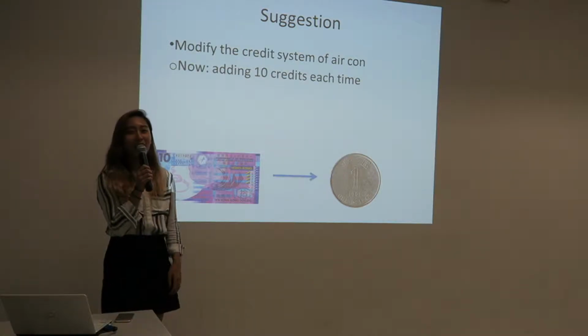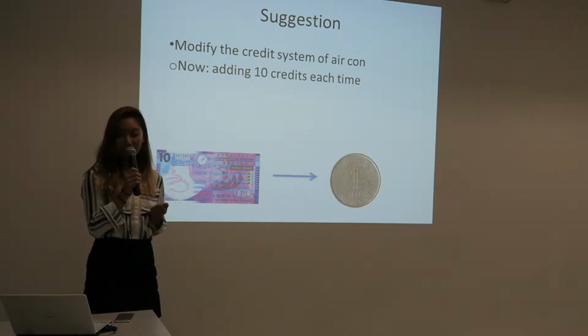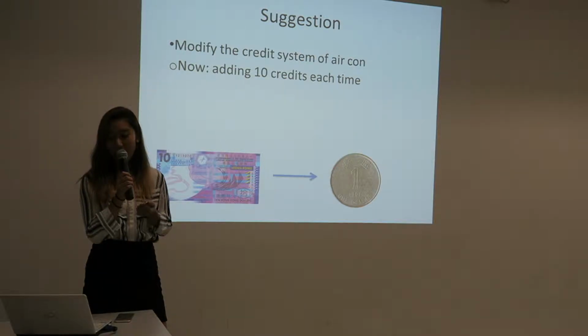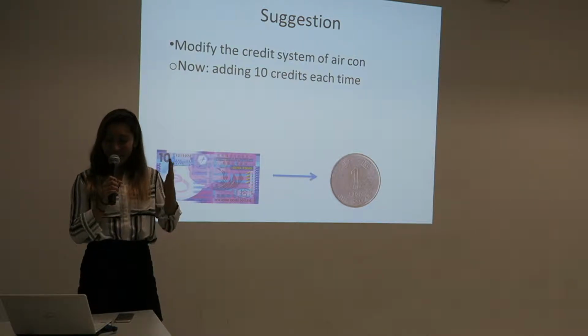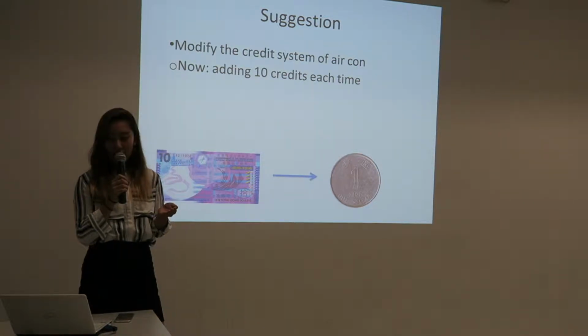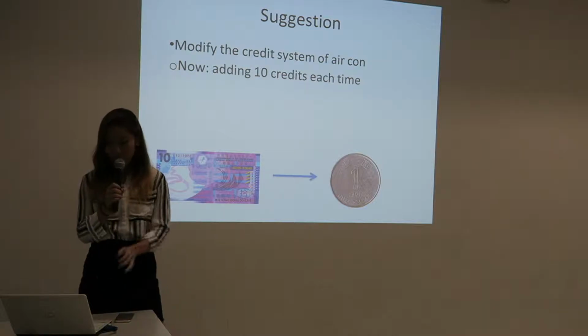And then one of the suggestions, which I think is realistic, is that we can modify our credit system of the aircon, because today in the aircon credit adding system, we add 10 credits each time. We cannot add it one by one.